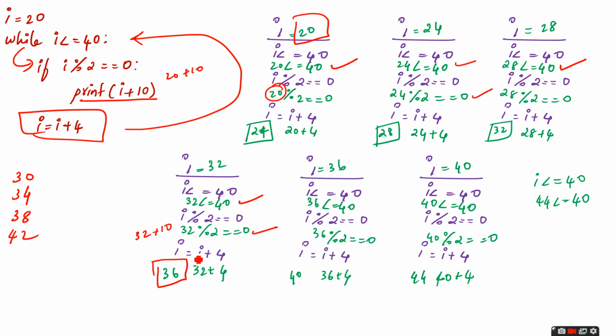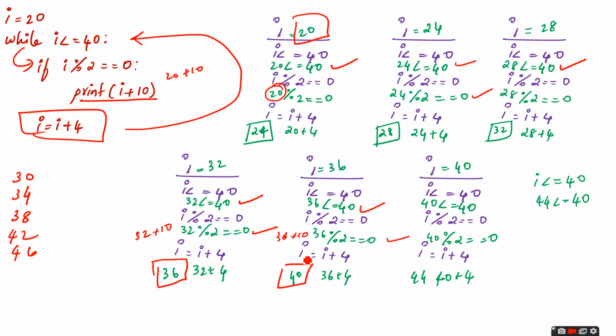Now next value of I is 36. We will check 36 is less than or equal to 40, condition true. When 36 is divided by 2, the remainder is 0. So we have to perform the statement of the if condition, that is I plus 10. 36 plus 10, it is 46. So 46 is printed. I equal to I plus 4. 36 plus 4, it is 40.